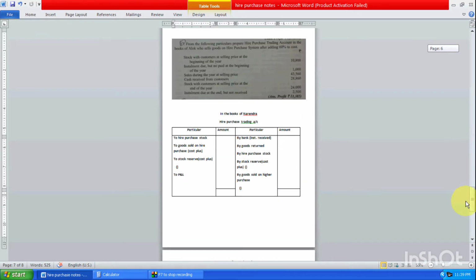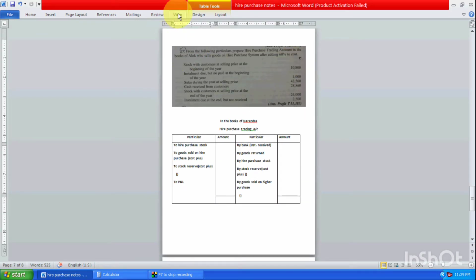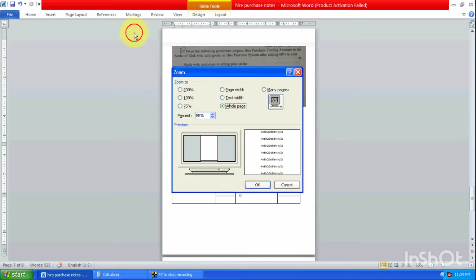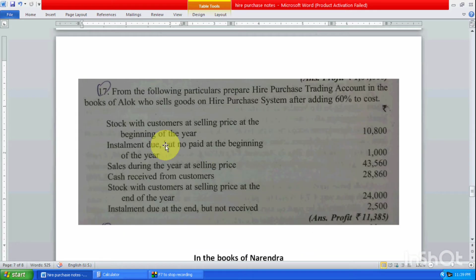So let's see question number 17. Let's zoom it so we can see it clearly. Okay, I'll make it more than 100. So here you can see the clear video, the clear question of question number 17. Let's start from the following particulars. Prepare hire purchase trading account in the books of Alok.